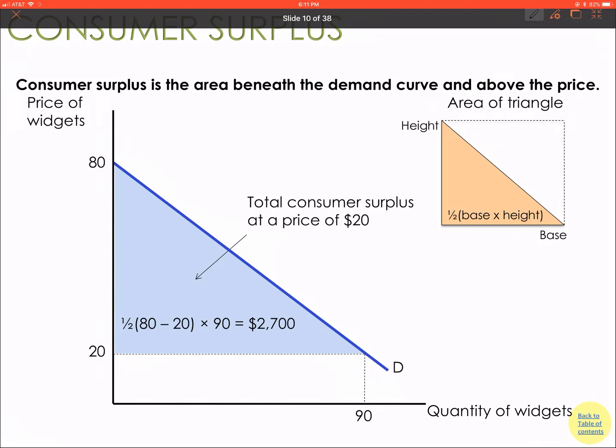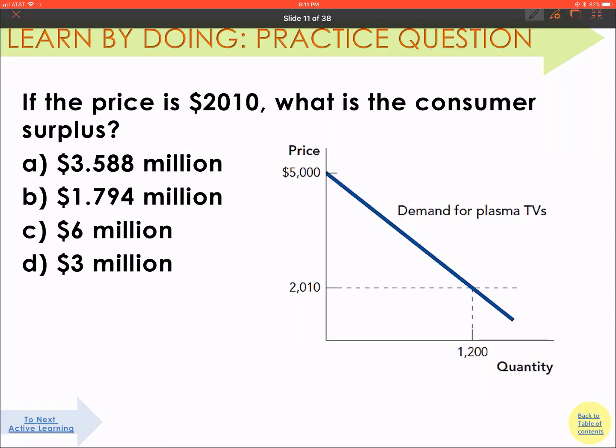And you can calculate the area of that consumer surplus, which is the sum of all the people who are willing to pay more than they actually have to pay. Of course, remembering that the equation for the area of a triangle is half base times height helps you figure out exactly how big that consumer surplus is. Here's another practice question. And the answer.